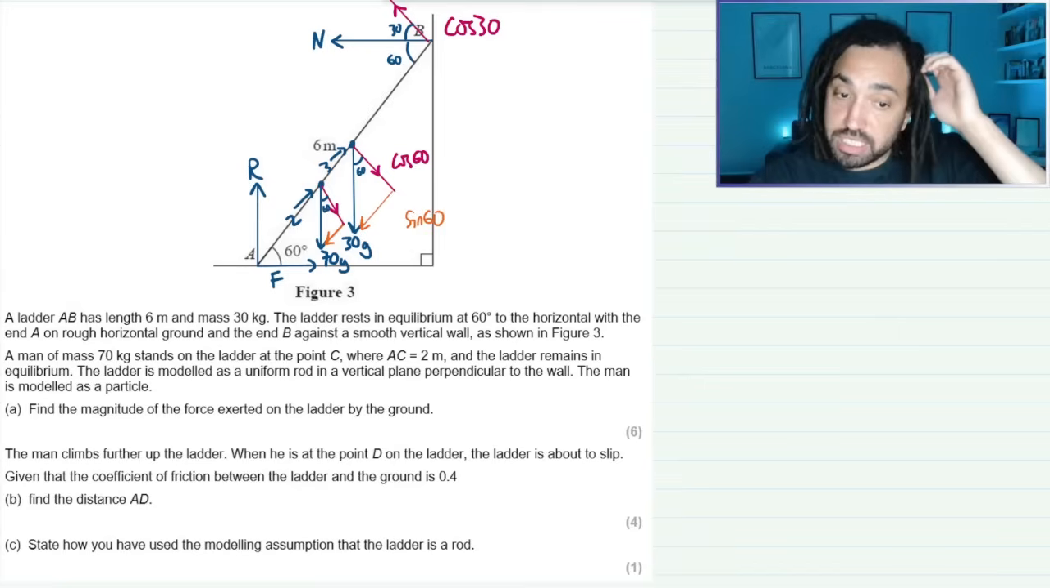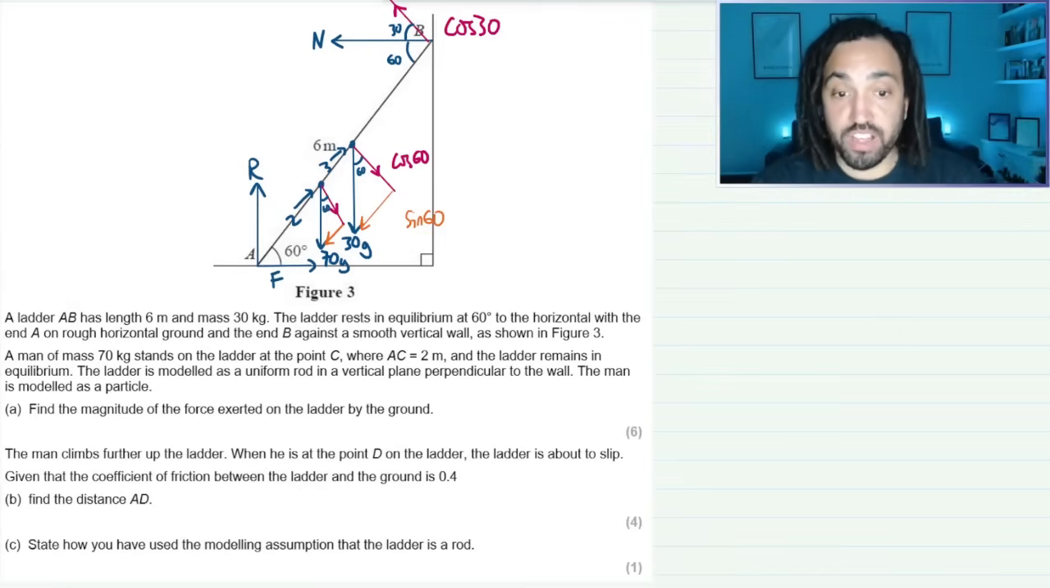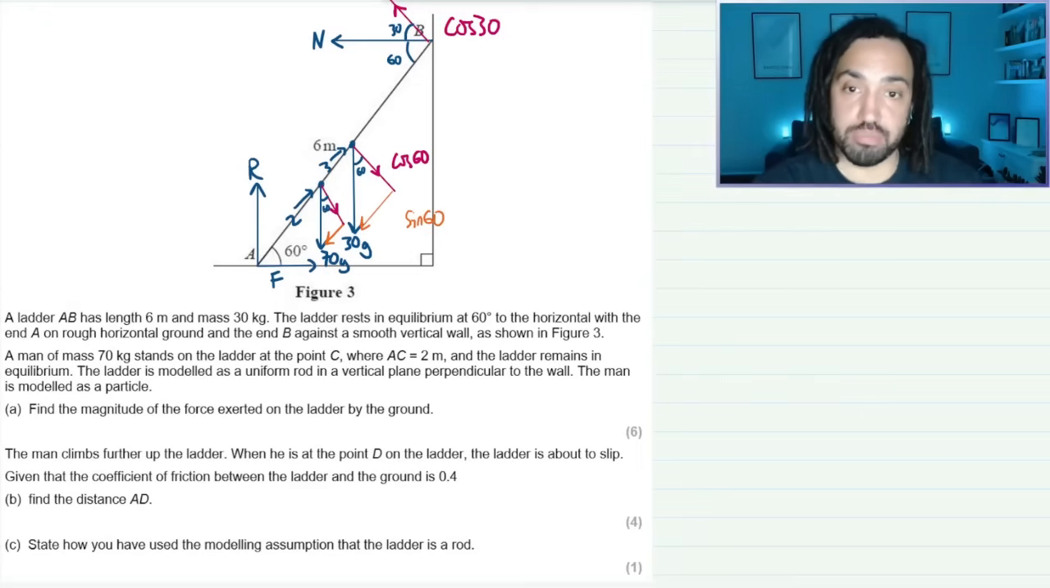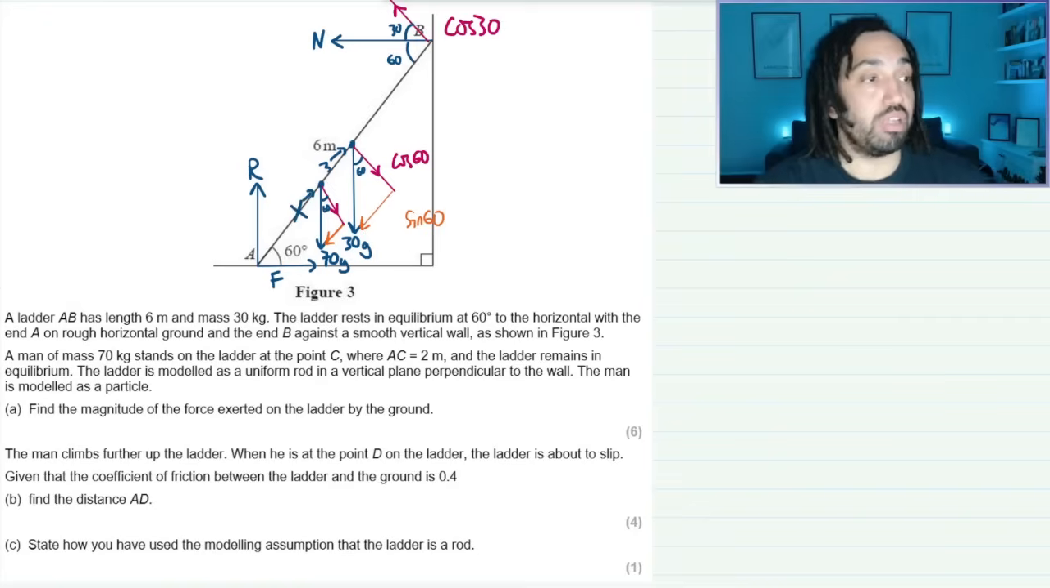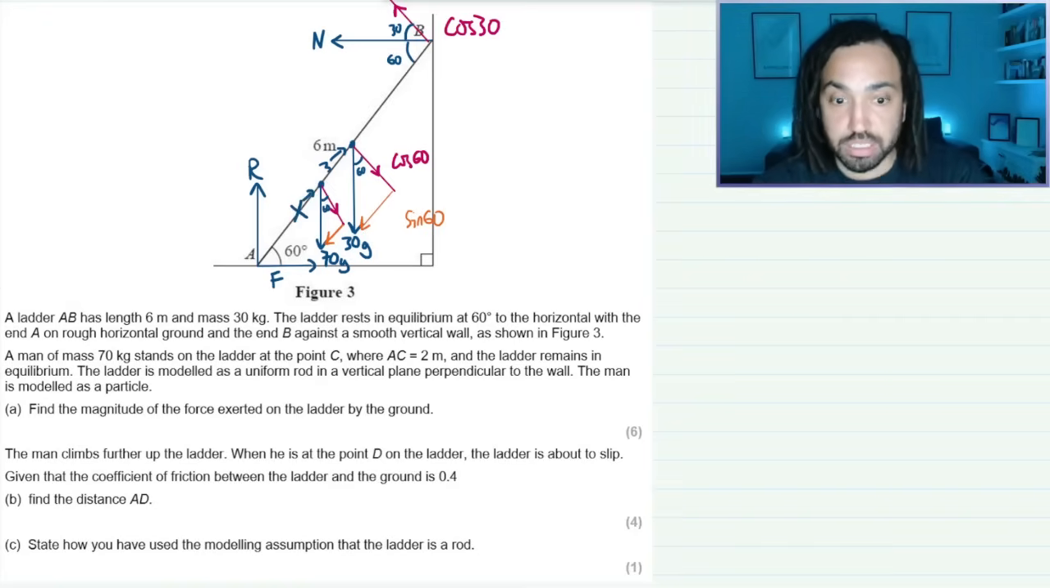Okay, next part says that the man climbs further up the ladder while he is at the point D on the ladder is about to slip. Okay, so the only difference to the diagram is that this is no longer 3 away. No, sorry, that is still 3 away. It's that the man is no longer 2 away. The man is an unknown distance, let's call it x away from A. But it does mean that the ladder starts to slip.